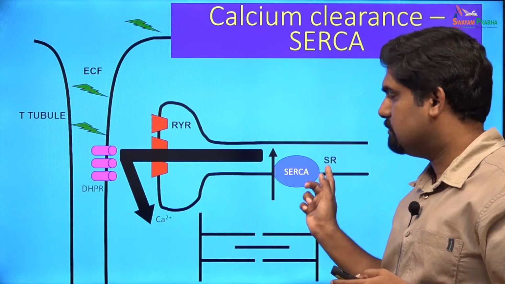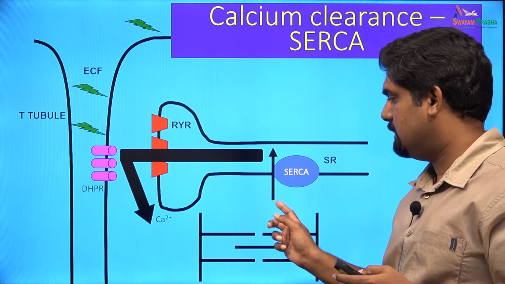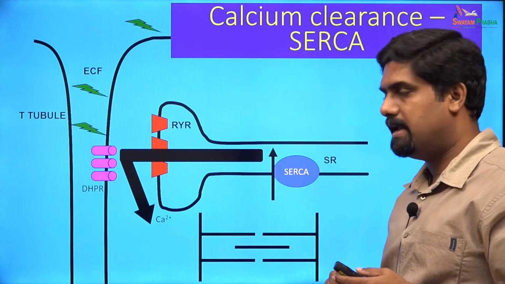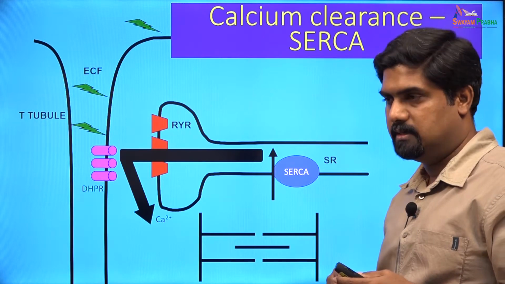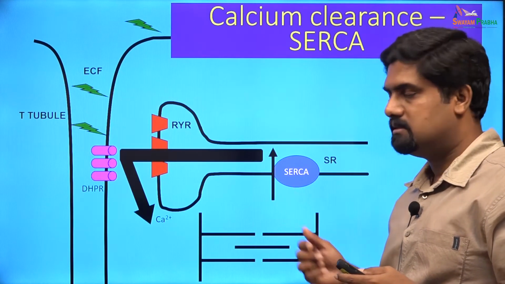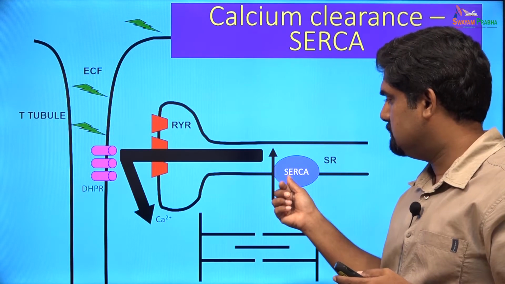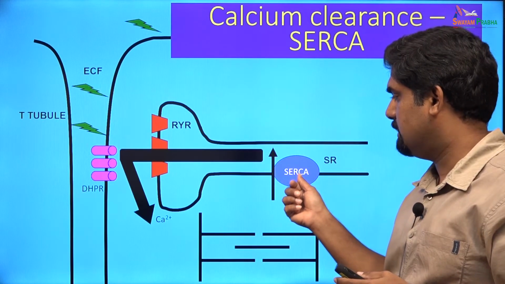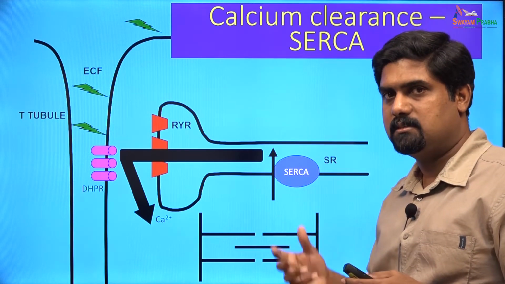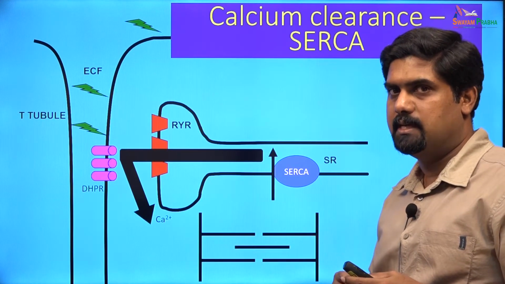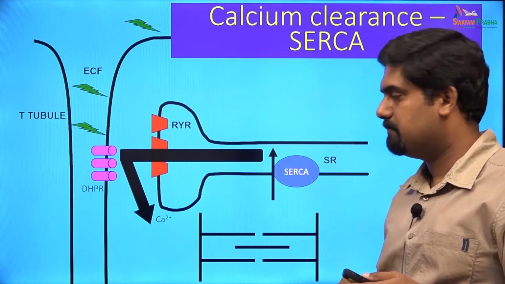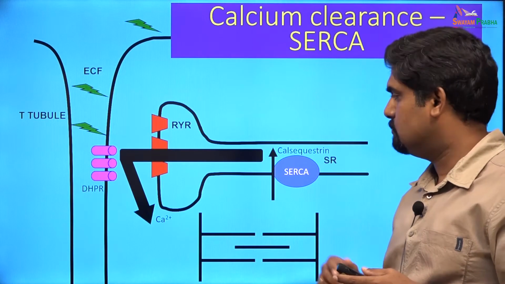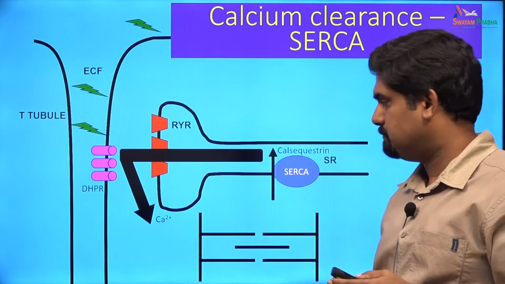The inside of the SR has a high concentration of calcium, so this is pumping from outside where there is low concentration to high concentration, and since it is pumping against a concentration gradient, or it's uphill transport, it requires the use of ATP, and therefore this is an enzyme which has ATPase activity. So SERCA stands for sarcoendoplasmic reticulum calcium ATPase. The ATPase activity of this transporter will hydrolyze ATP and utilize that energy for this uphill transport. The calcium that comes into the SR is then bound to a protein called calsequestrin, and it is stored within the cell until further use.